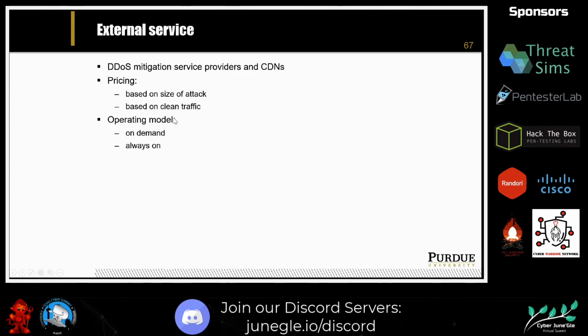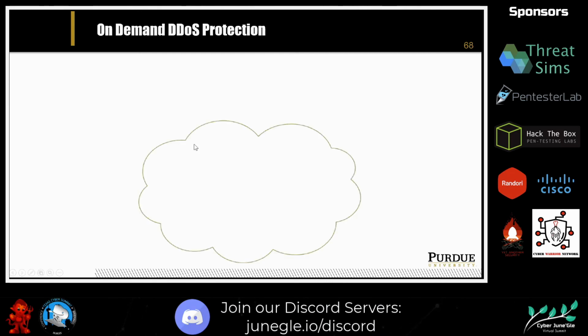Now, the operating model, and this is going to be the case for CDNs, and we'll look at in a second how this works. The operating model can be on demand, so the attack happens and they take over, or it can be always on. So let's look at on-demand protection.